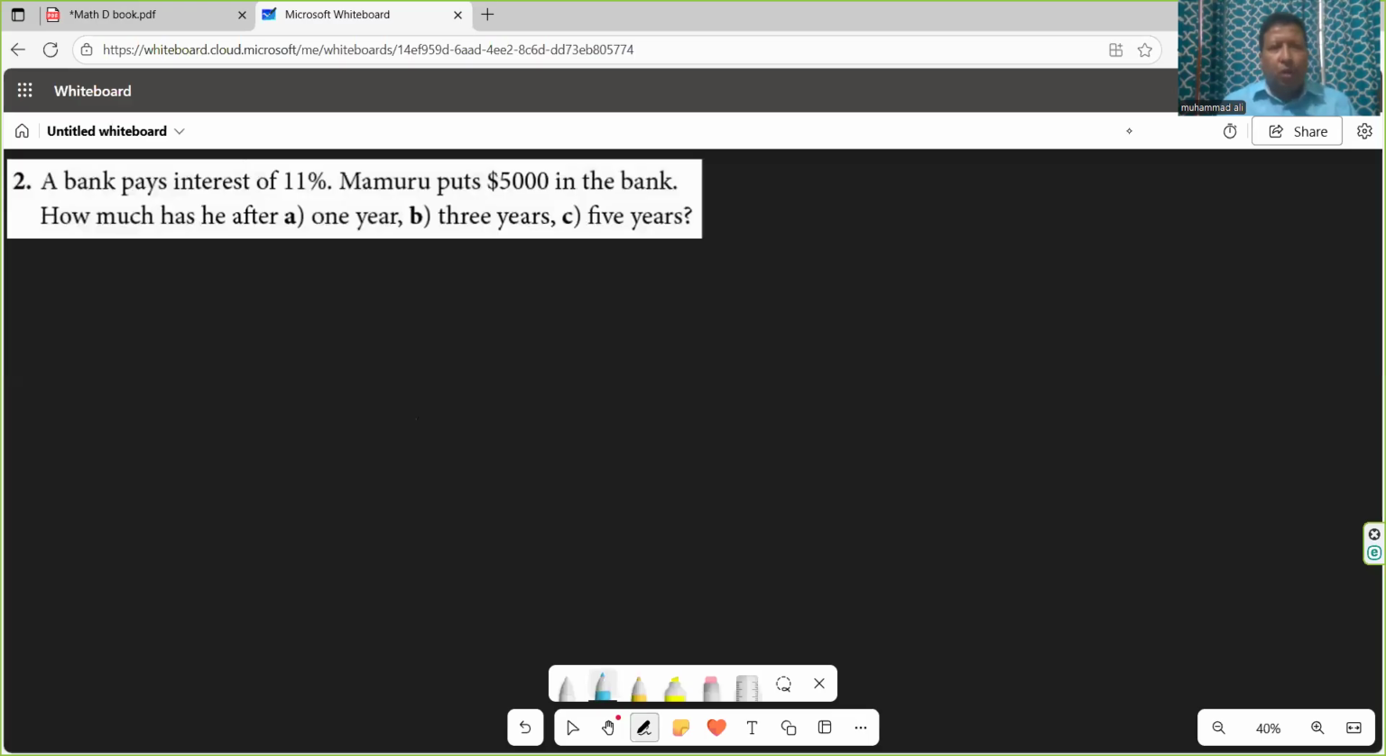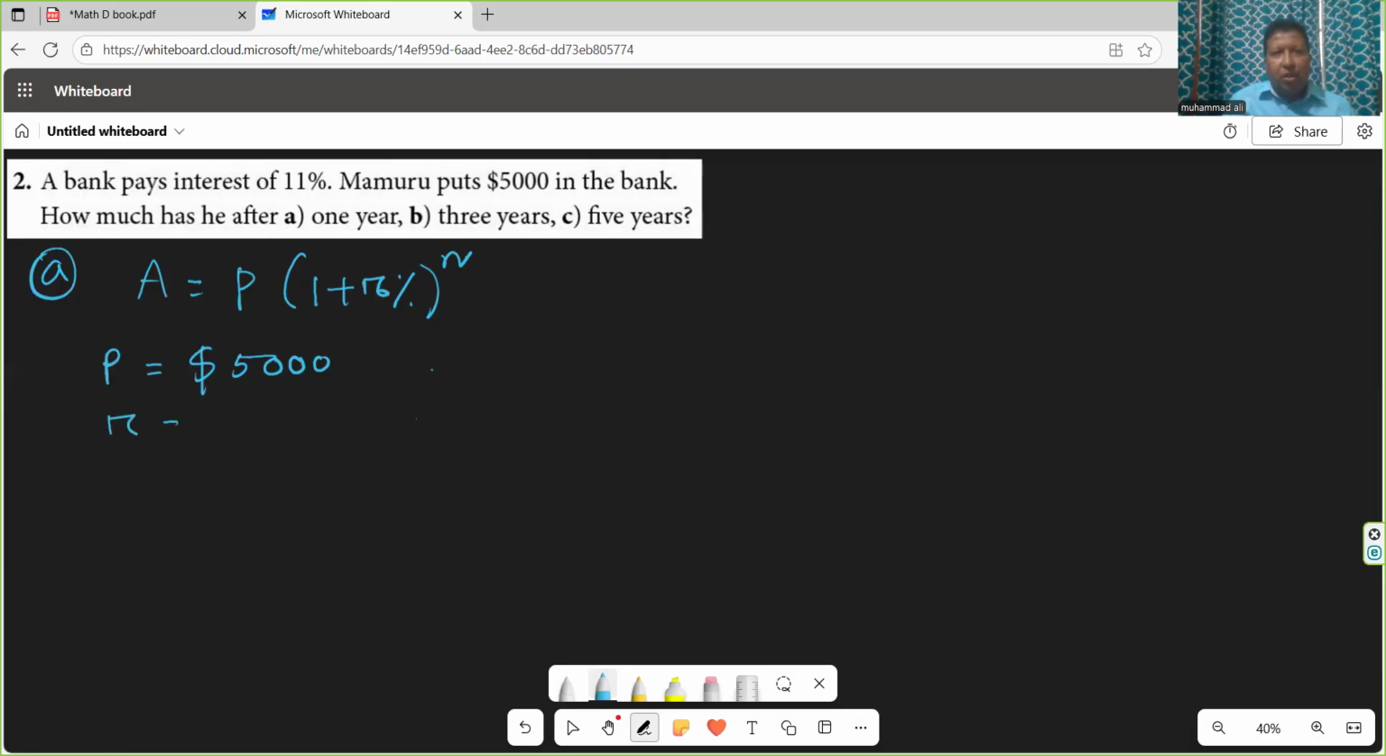Question number 2. A bank pays interest of 11%. Mamru puts $500 in the bank. How much has he after A, 1 year, B, 3 years, C, 5 years? So the formula for amount by using the compound interest formula: A equals P(1 + R%) to the power N. Here, the principal is $5,000.